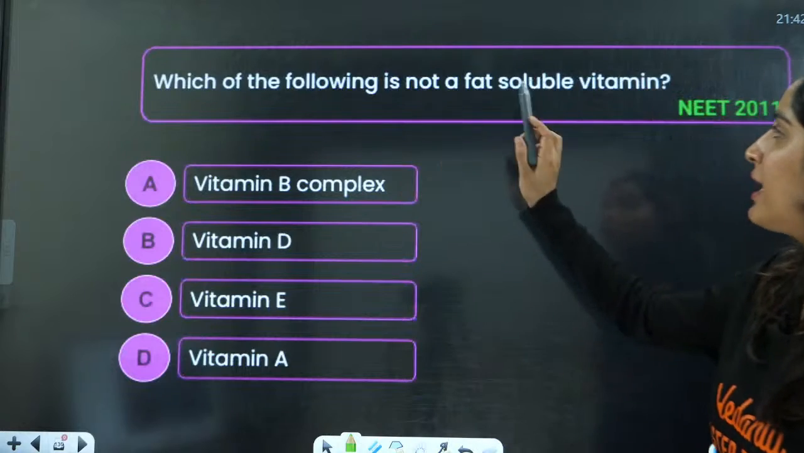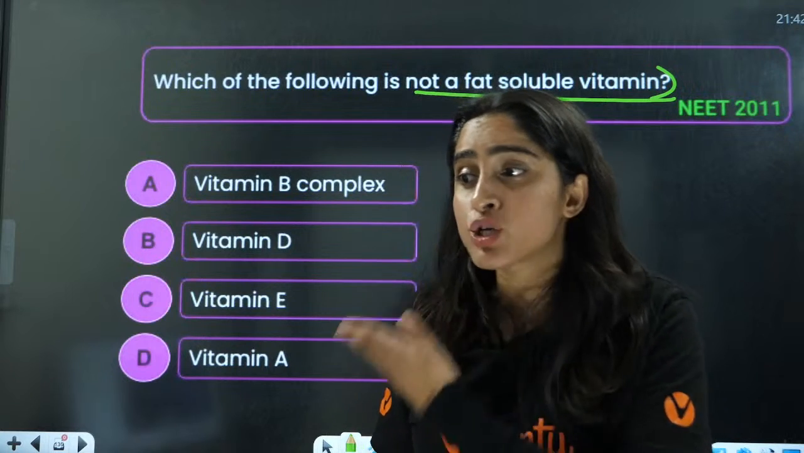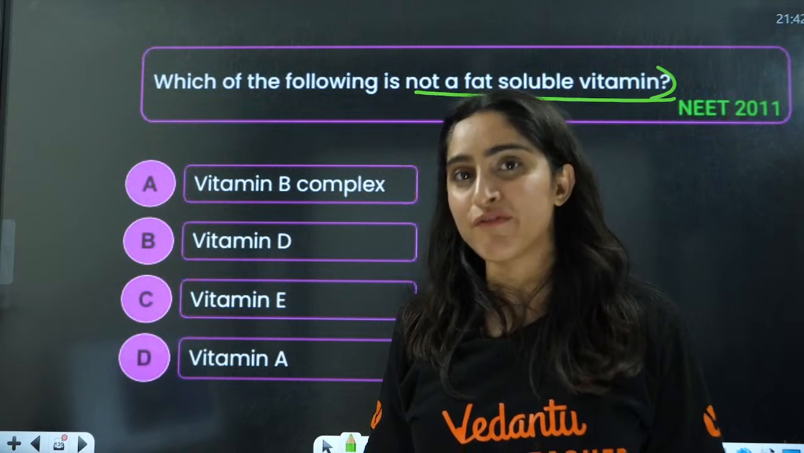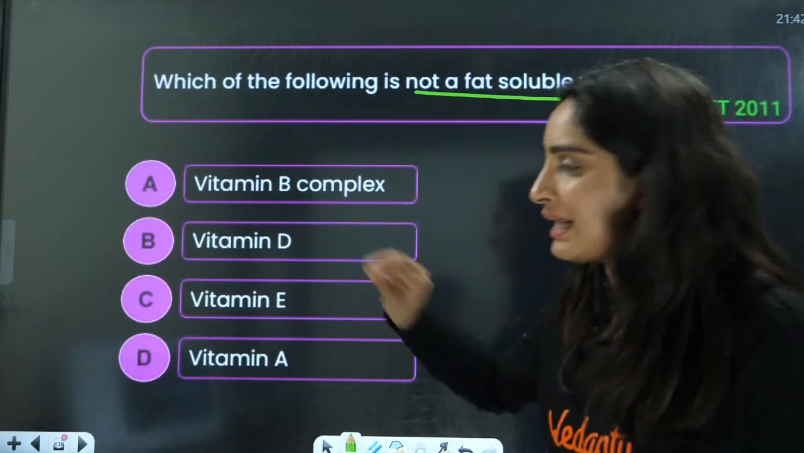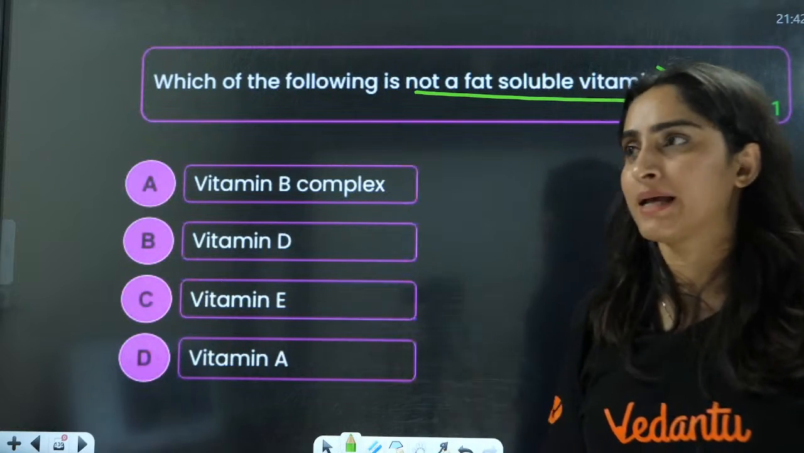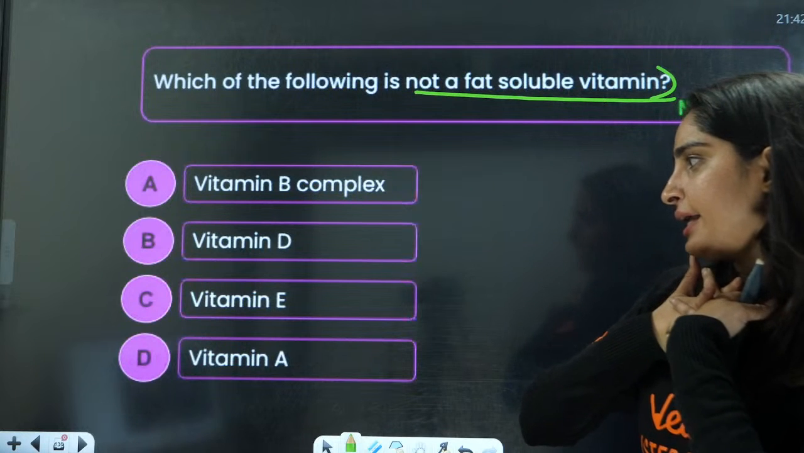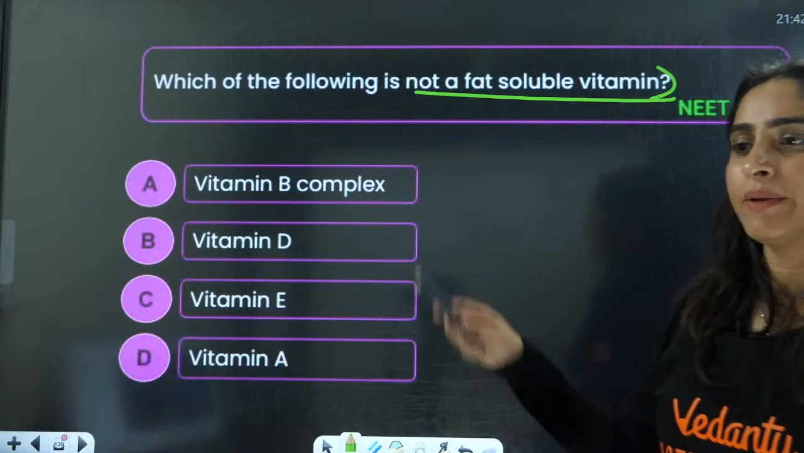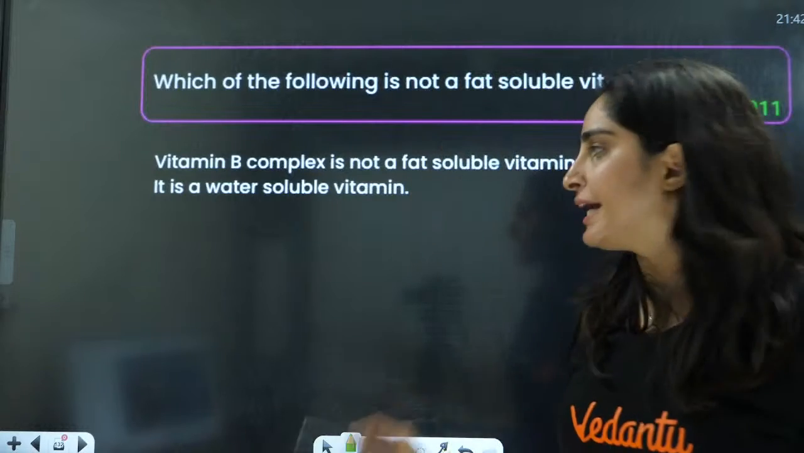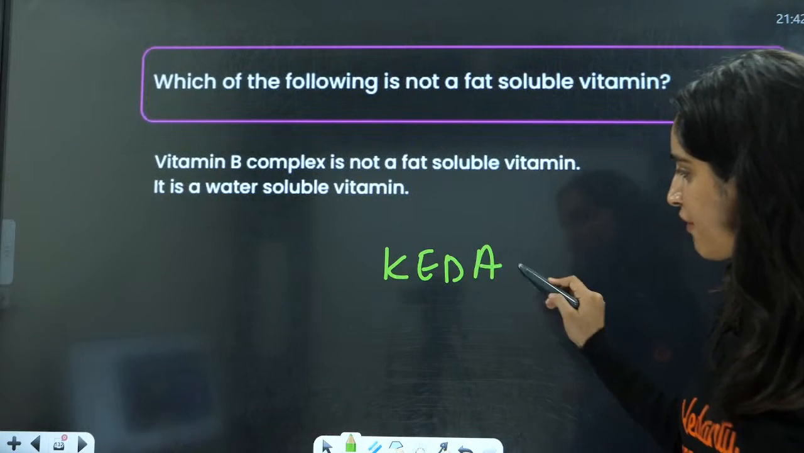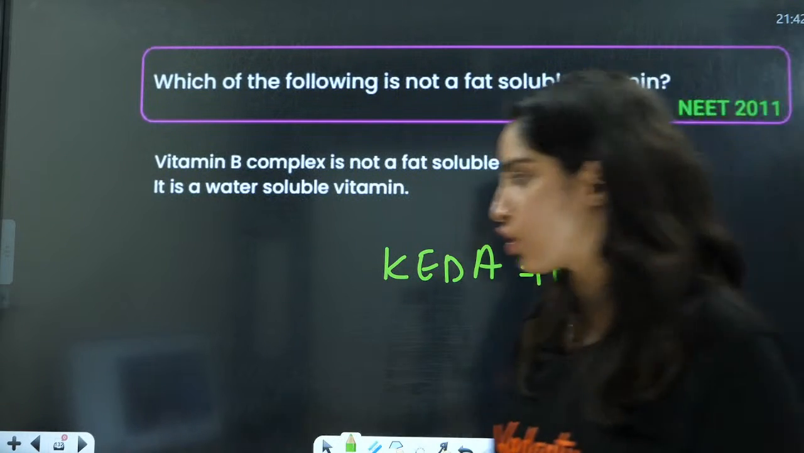Next is, which of the following is not fat soluble? You have vitamin B complex, vitamin D, vitamin E, vitamin A. Which is not fat soluble? Vitamin K is fat soluble. Vitamin B complex is not fat soluble. So A is going to be the right answer because vitamin K is fat soluble. Rest are fat soluble.